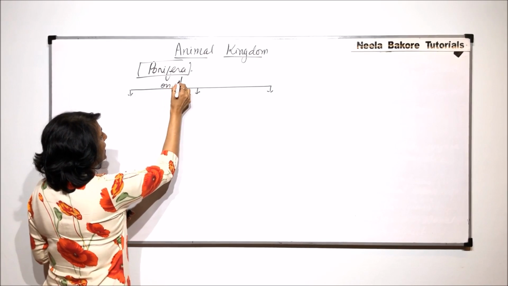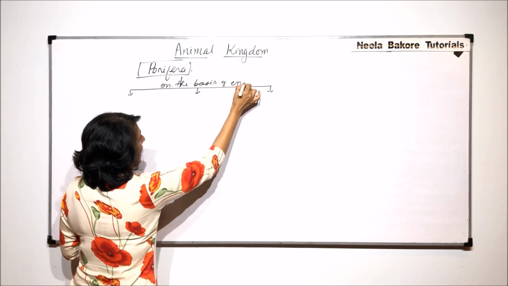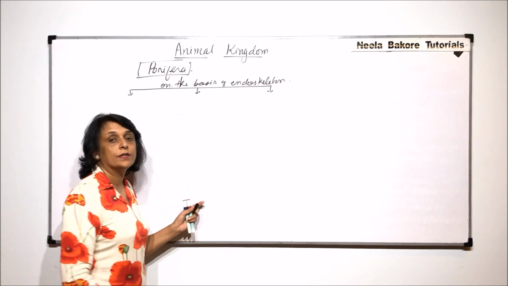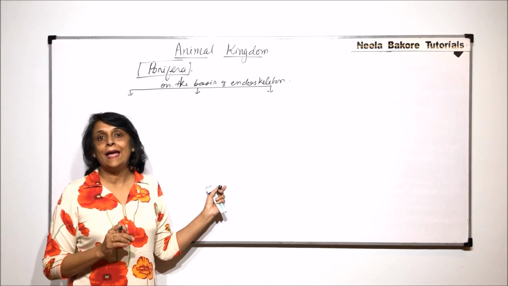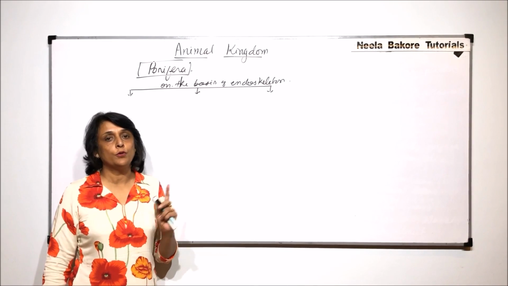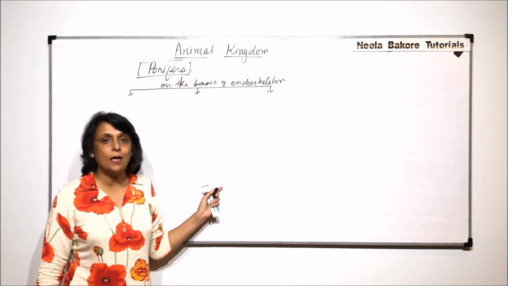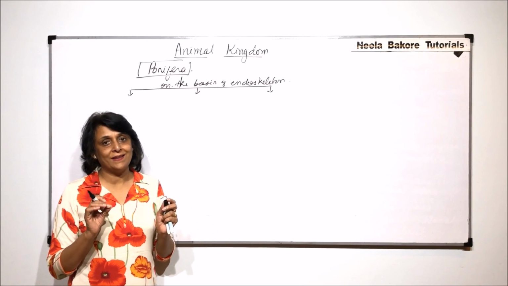So this classification is on the basis of endoskeleton. Endoskeleton we know is of two main types, that is spicules and spongin fibers. The spicules can be made up of two things, either calcium salts, that is mainly calcium carbonate, or silicic acid. So this is the main criteria.